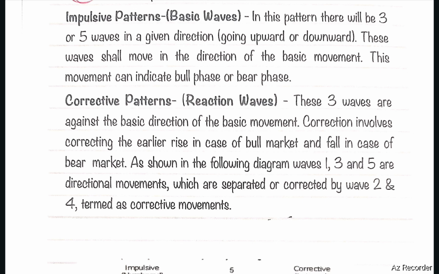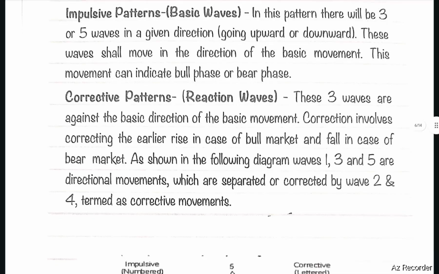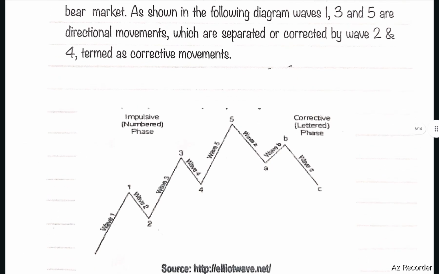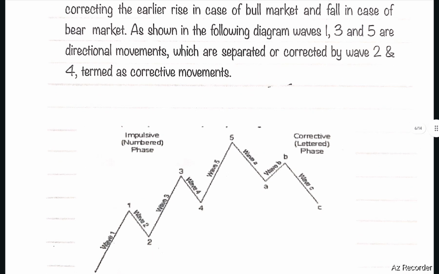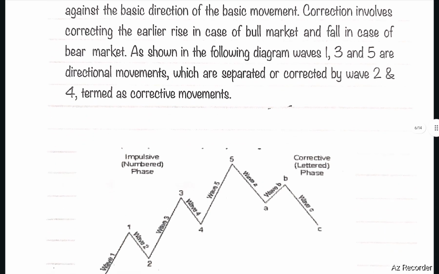Corrective patterns, that is, reaction waves. These 3 waves are against the direction of the basic movement. Correction involves correcting the earlier rise in case of a bull market and the fall in case of a bear market. As shown in the following diagram, waves 1, 3 and 5 are directional movements which are separated or corrected by waves 2 and 4, termed as corrective movements.